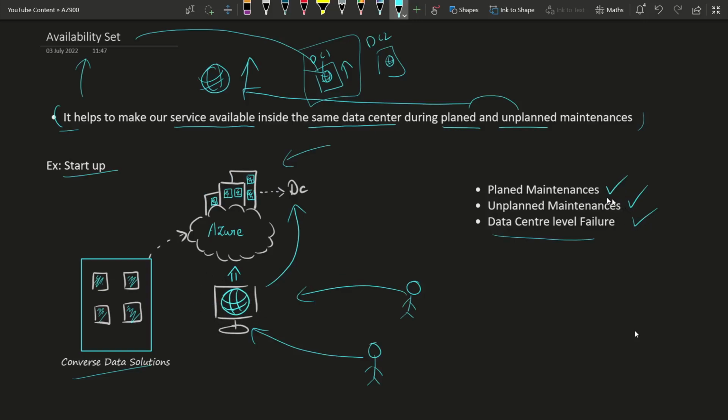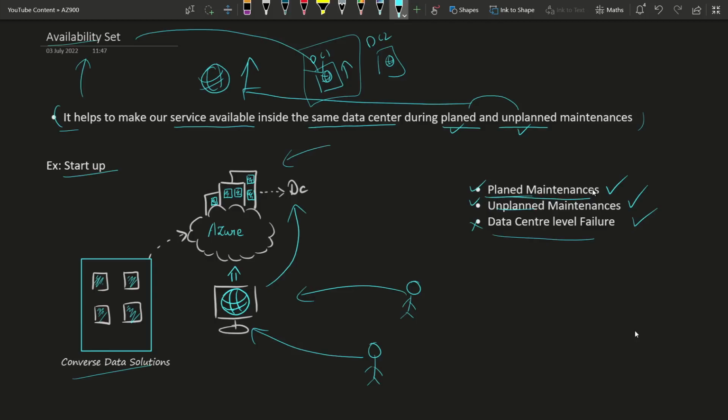And the other two problems are planned and unplanned maintenance. Availability set only helps us to protect our service from planned and unplanned maintenance, not from data center level failure. Only these two things. Now we'll see what planned and unplanned maintenance are. In this video we will try to understand planned and unplanned maintenance. In the next video we'll see how availability set helps us to protect our service during planned and unplanned maintenance. Now we'll see planned maintenance.